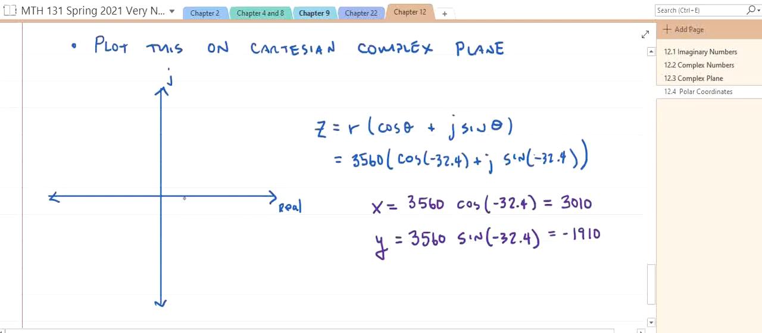So 1,000, 2,000, 3,000, 4,000. So this is about there, and then let's go 1,000, 2,000. So this is somewhere around 3,000. It's right here. So this is your point, 3010, minus 1910. And we can draw certainly a vector to that. Of course, this is 0 here. And that's it.